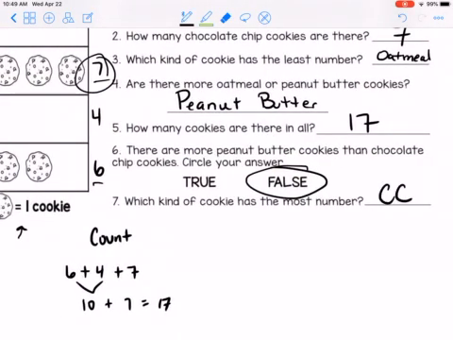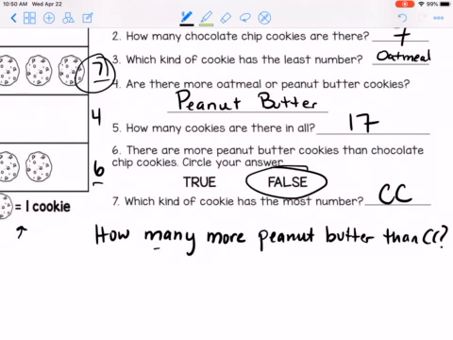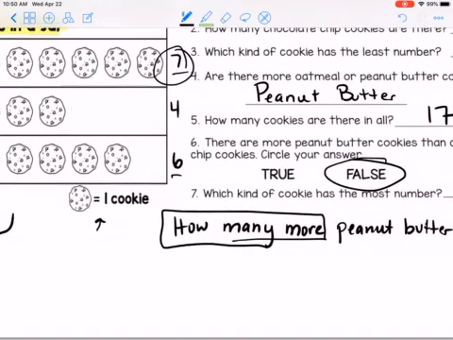Now, here is something very important that I want you all to listen to. On your practice and on your exit slip, you're going to see questions like, how many more? So how many more peanut butter are there than chocolate chip? So peanut butter than, I'm going to do CC. How many more, we're comparing, but we're really going to subtract.